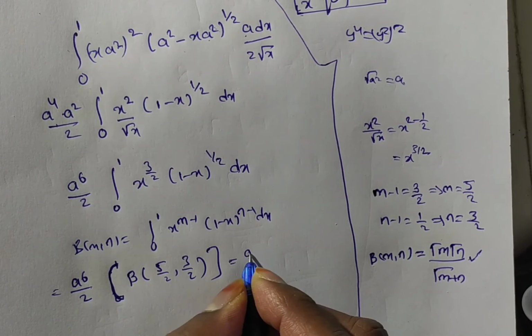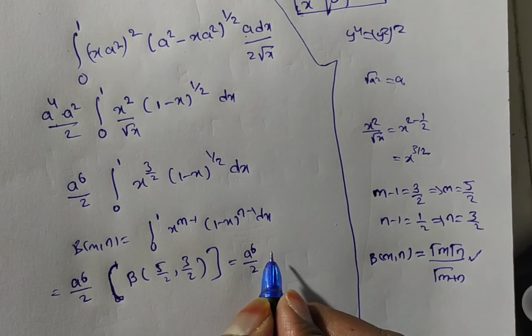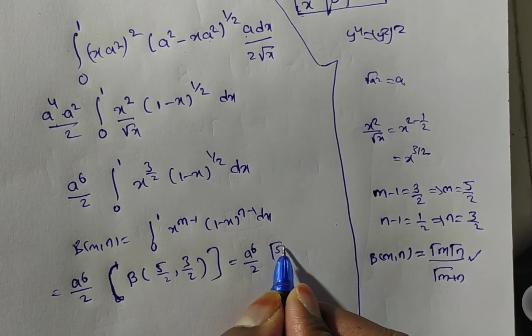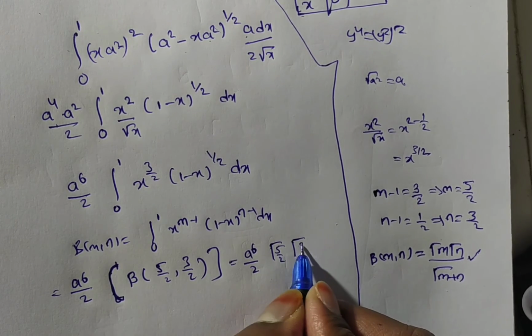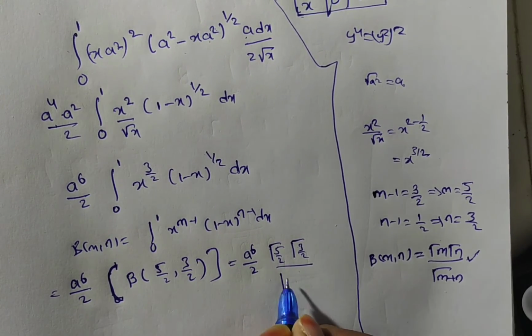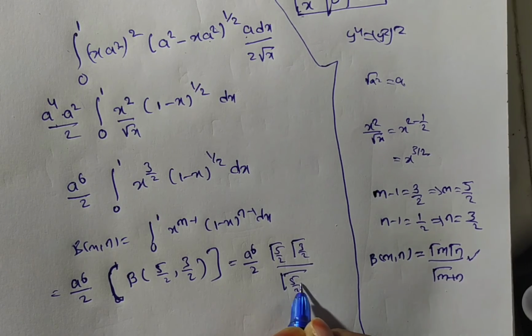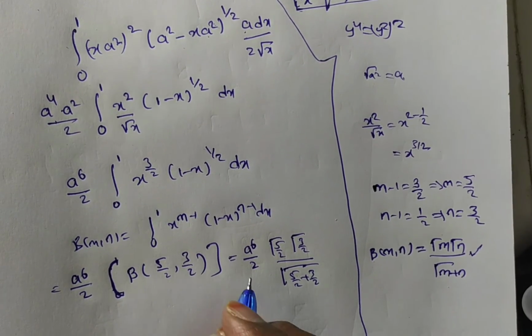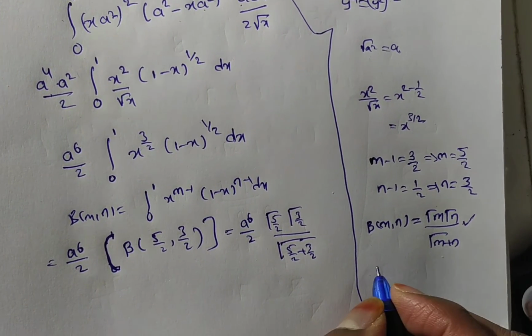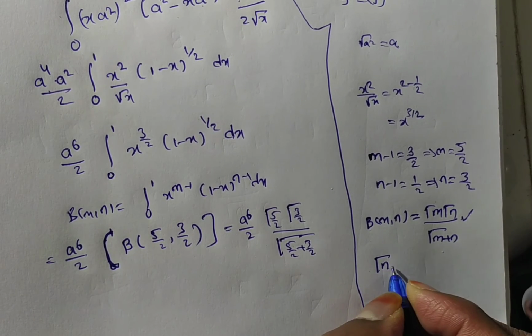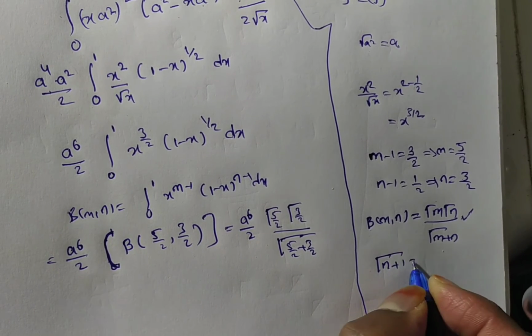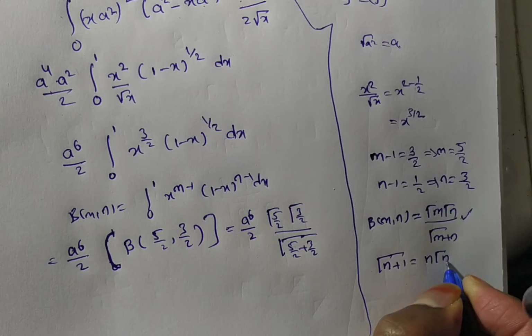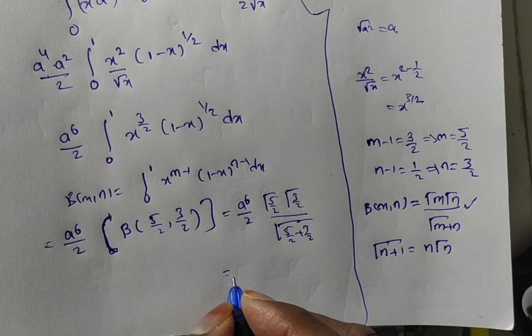Now you see a to the power of 6 by 2. Now what is the m here? 5 by 2, gamma 5 by 2. N is here 3 by 2, divided by gamma of m plus n, 5 by 2 plus 3 by 2. That's it. Now friends, you have the formula for gamma for values greater than 0: gamma of n plus 1 is equal to n into gamma n. So already we discussed this.